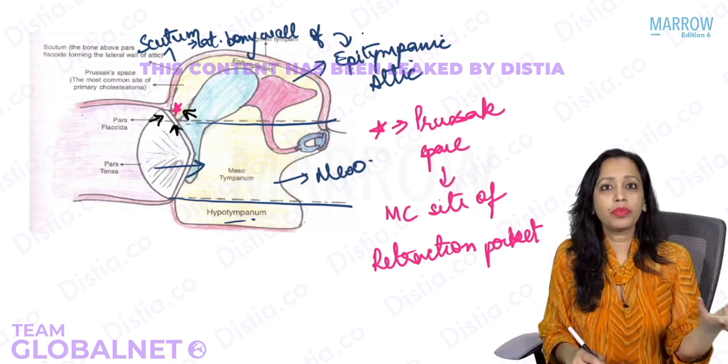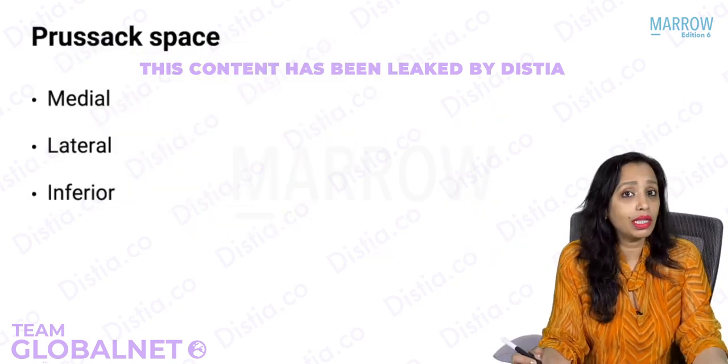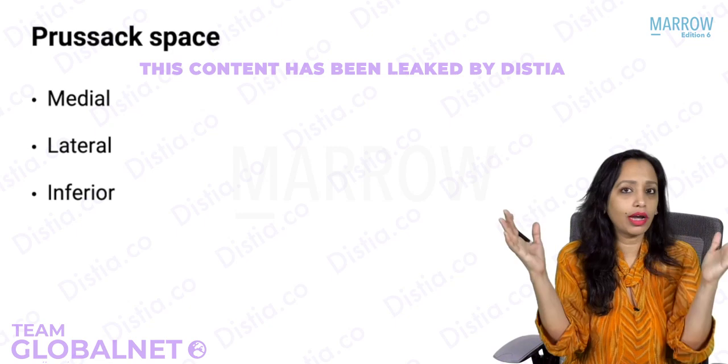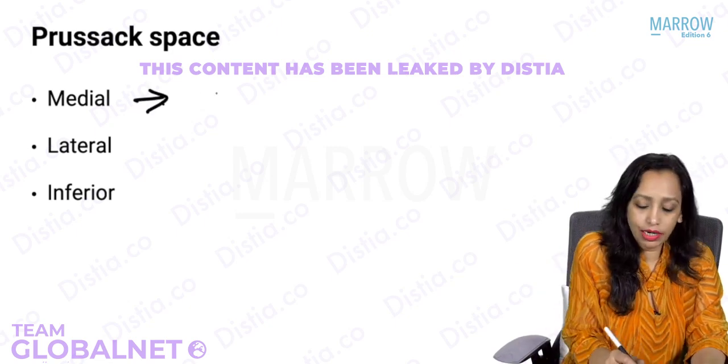So when you know what this space is and where it is, do you have any difficulty in remembering the boundaries? No, you just have to have that anatomy picture in your mind and you know it. So what is the medial boundary of the Prussak space? Medial is the neck of the malleus.